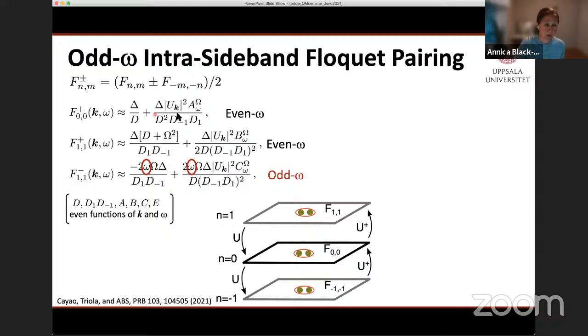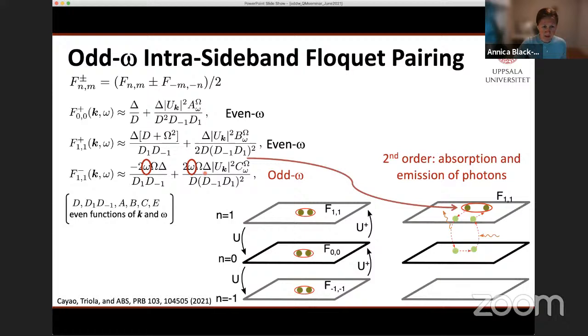So to first order expansion, where I include one term of this transformation between the sidebands, I get these results. And it turns out that pairing within this 1, 1, well, it could also be -1, -1, is actually odd in frequency. So I have both a term that is actually just depending on the drive frequency, and then I have a term to second order here.